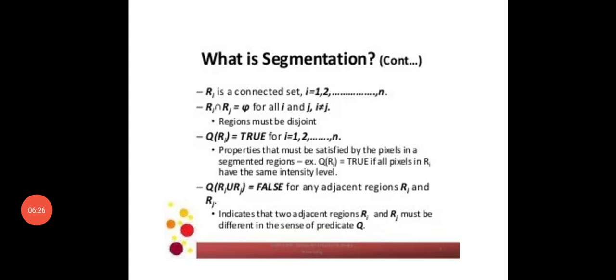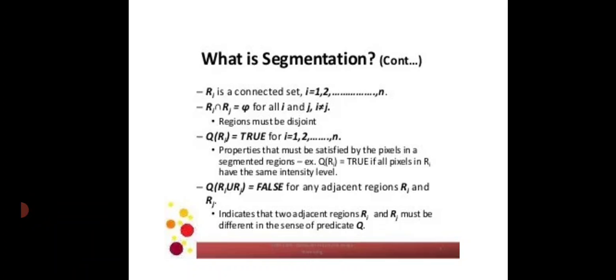This mathematical expression represents whether the image segmentation is complete or incomplete. Here Q of Rk is a logical predicate defined over the points in the set Rk, and phi is a null set. The symbols union and intersection represent the set union and intersection respectively. The two regions Ri and Rj are said to be adjacent if their union forms a connected set.